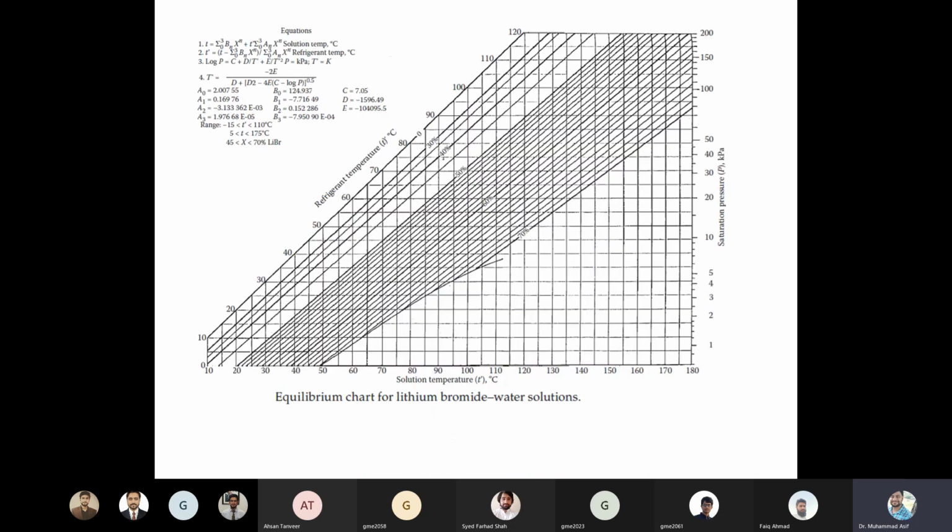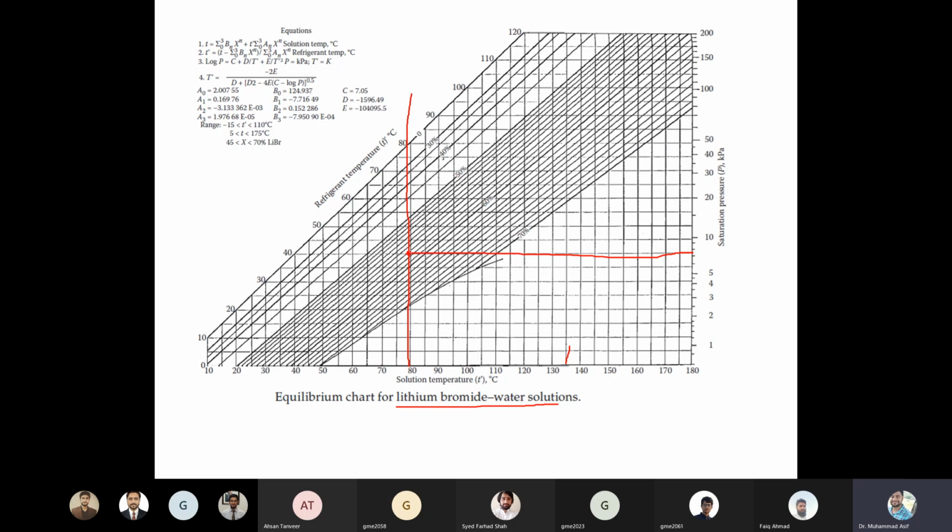We have the other combination as well, which is the lithium bromide and water solution. For that system, you also have a property chart. For example, from here, as you can see, you can read the property. This is the solution temperature, and you need one more property. The other property could be the saturated pressure. So let's say this is a temperature line, let's say 80 degrees. Then you need one more property. So let's say you have the saturated pressure. This is the saturated pressure line. So let's say it cuts here.